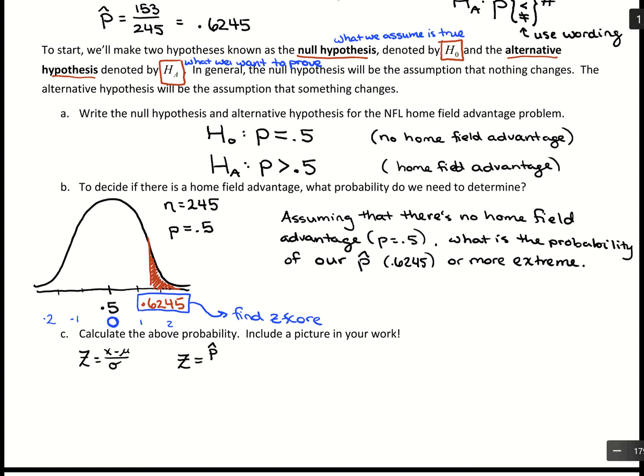Then what we want to do is subtract the value that would be at the center of the distribution, our mean, which would be our population proportion, then divided by the spread of the distribution, which, if you remember from our topics on sampling distributions of proportions, our standard deviation, how we would calculate that would be the square root of p times q over our sample size.